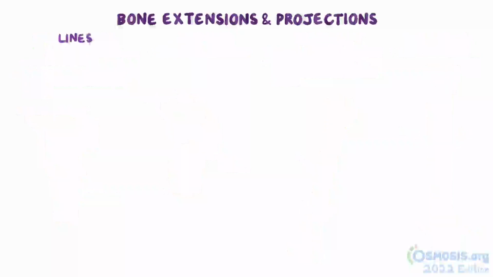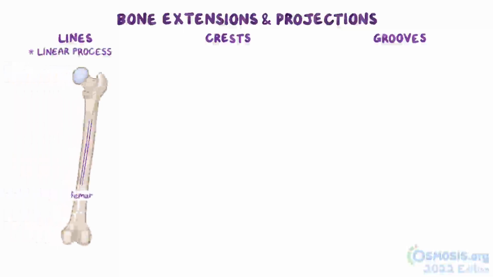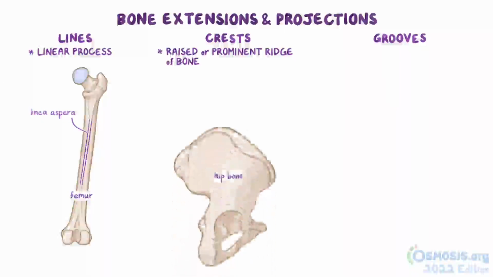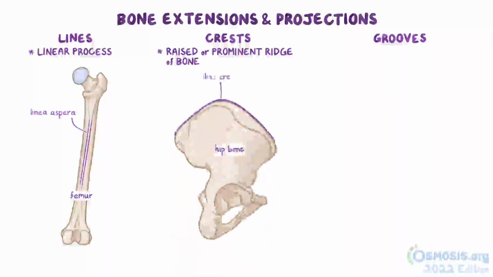Lastly are lines, crests, and grooves, which are 3 elongated projections. Let's start with a line, which is a linear process, like the one seen at the back of the femur called the linea aspera. A crest describes a raised or prominent ridge of bone. An example of a crest is the iliac crest, which lies at the top of the hip bone.